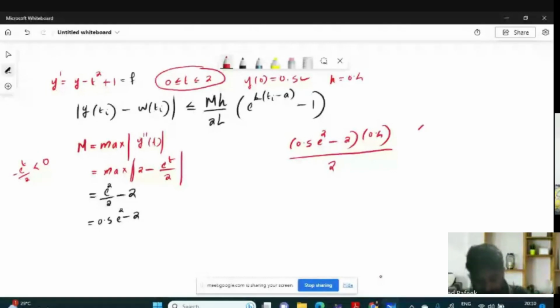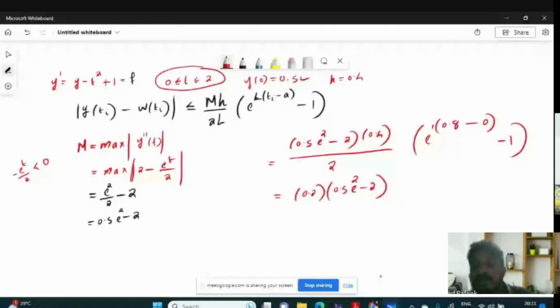Then e raised to L is again 1, times e raised to t_i minus a, where you are going to find at 0.8. A is 0, so 0.8 minus 0, minus 1. That equals this, the error bound. That equals 0.4 by 2, which is 0.2, times 0.5 e square minus 2, into e raised to 0.8 minus 1. Yes, this is the answer.